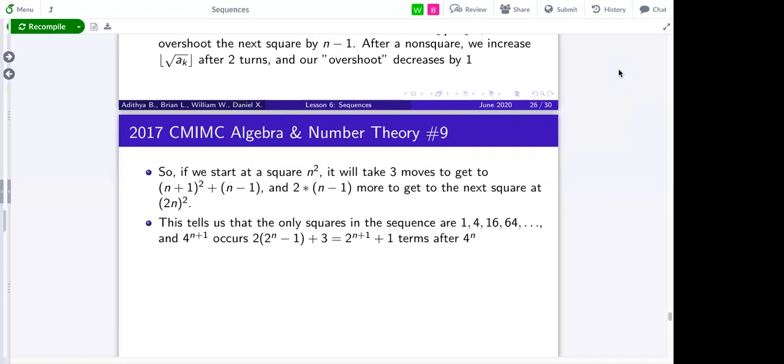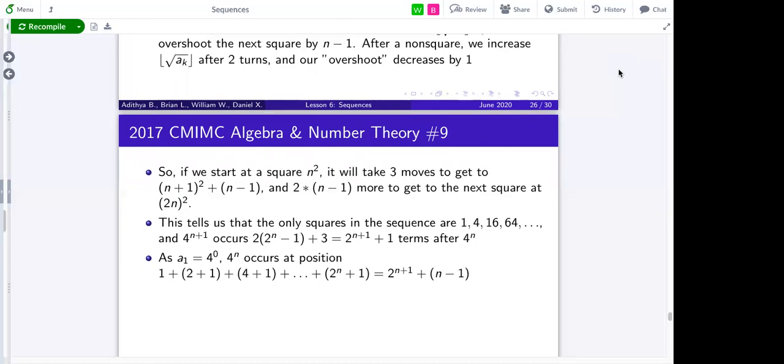This is just by plugging in 2 to the n into our formula above, namely 2 times n minus 1 plus 3. So as a1 is going to be 4 to the 0, 4 to the n is going to occur at position 1 plus 2 plus 1 plus 4 plus 1, all the way to 2 to the n plus 1. And it's easy to calculate that this is 2 to the n plus 1 plus n minus 1. This is just a geometric series plus some 1s.